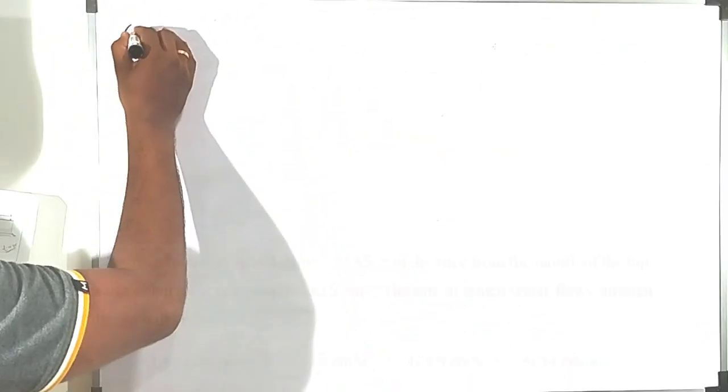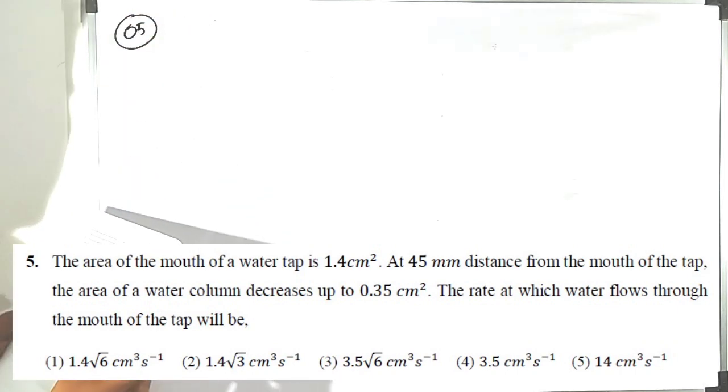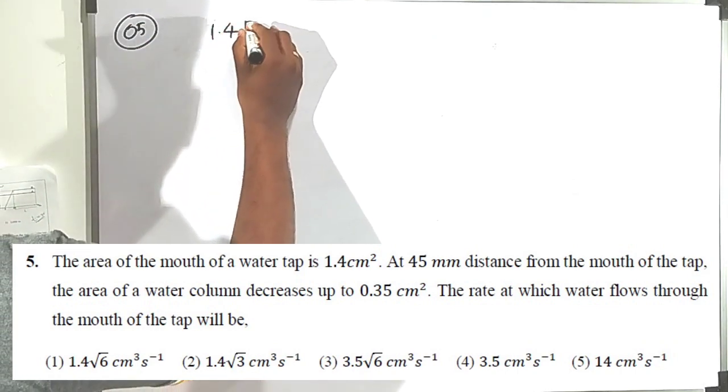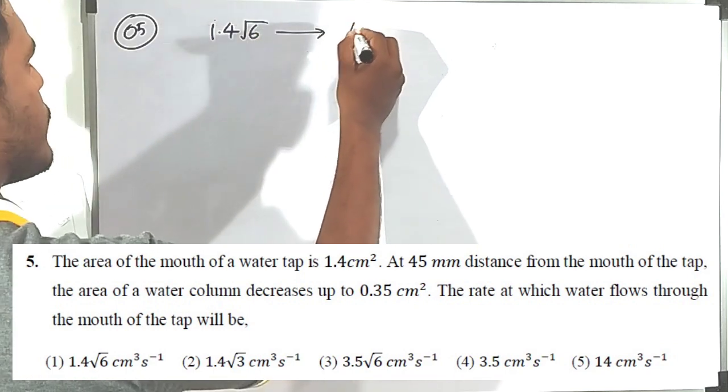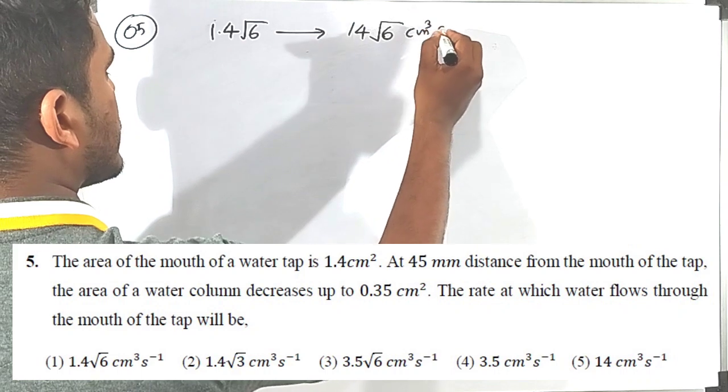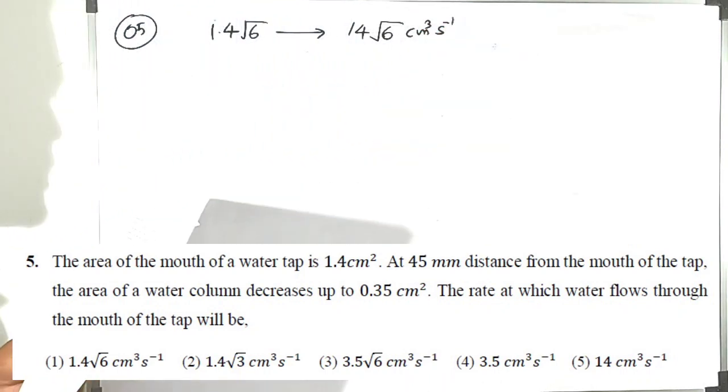Question number 5. Here the answer to number 1 should be corrected as 14 root 6 centimeter cube per second. Centimeters cube per second.